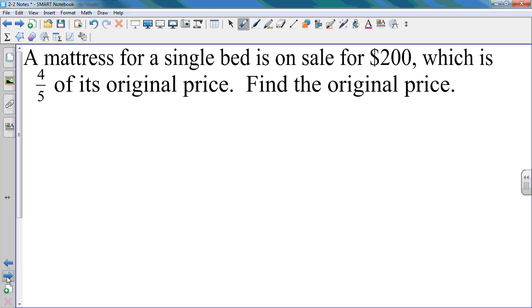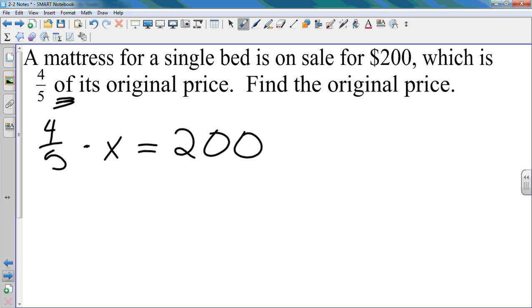We're not going to go through the steps again, but we're just going to do some examples. A mattress for a single bed is on sale for $200, which is 4/5 of its original price. Find the original price. This one's not too bad. So I know that I'm going to pay a total of $200. 4/5 of its original price. Who can remember what "of" means? Multiply. So I have 4/5 times the original price. Do I know the original price? 200 is the sale price. X, right? I don't know the original price, but I know 4/5 of that original price is going to give me $200, which is that sale price.